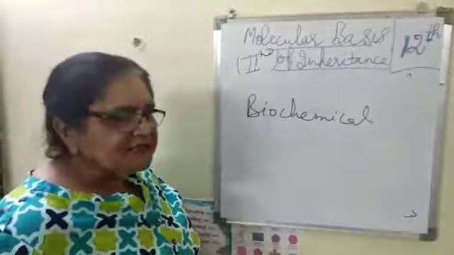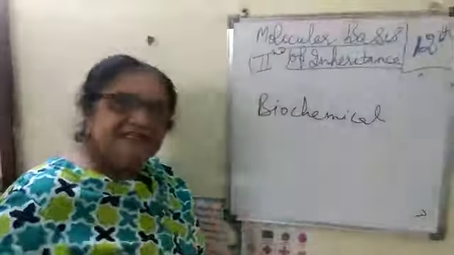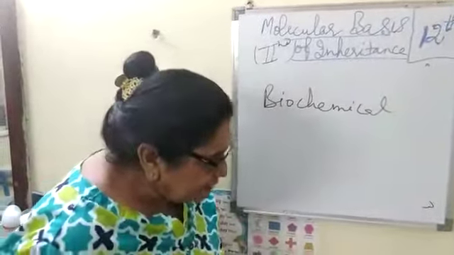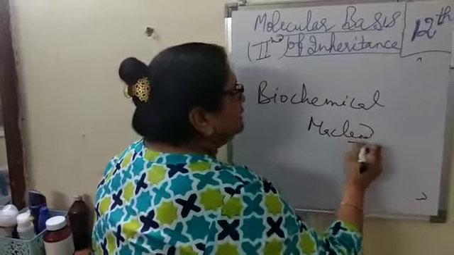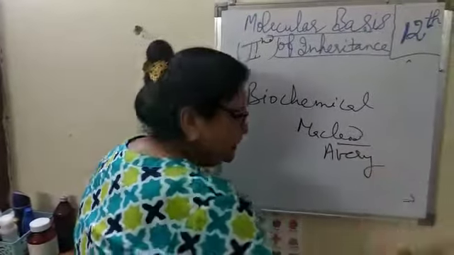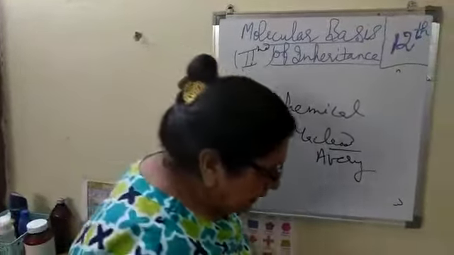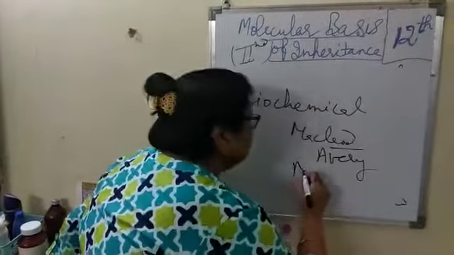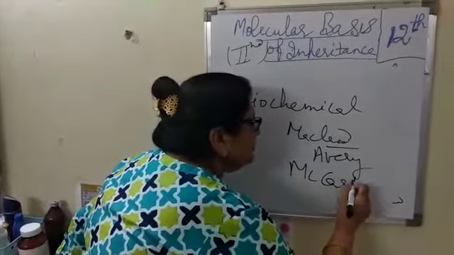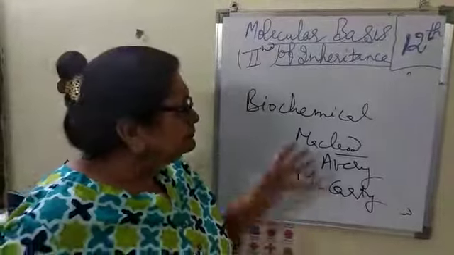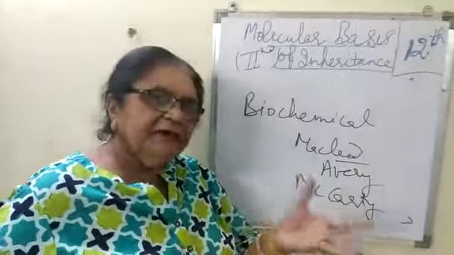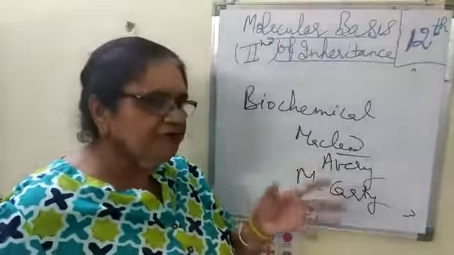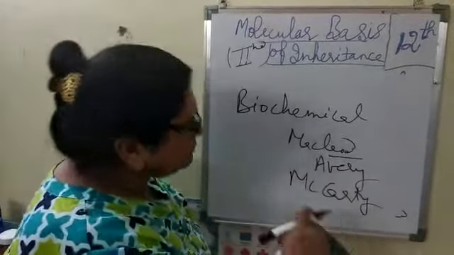A number of scientists discovered which special thing is transferred from one to the other. The scientists were MacLeod, Avery, McCarty. You can learn the names as given in NCERT, and be careful of the spelling of the scientists' names. They took the biochemicals of this material and proved that these are not proteins.